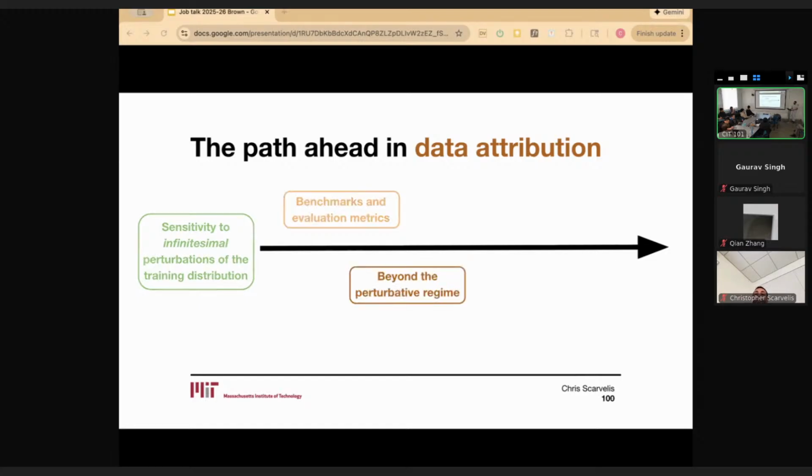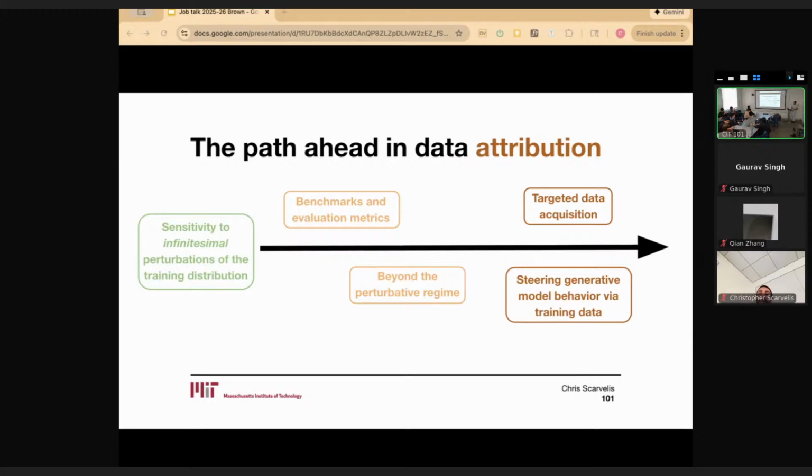We're going to next need to develop frameworks for data attribution that operate beyond the perturbative regime, in which we're making infinitesimal changes to the target distribution from which we're sampling. In practice, we're typically interested in the effect of large changes in our data sets. And while limiting our attention to small changes allowed us to build a rigorous sensitivity analysis framework, this opened up a gap between theory and practice that needs to be closed.